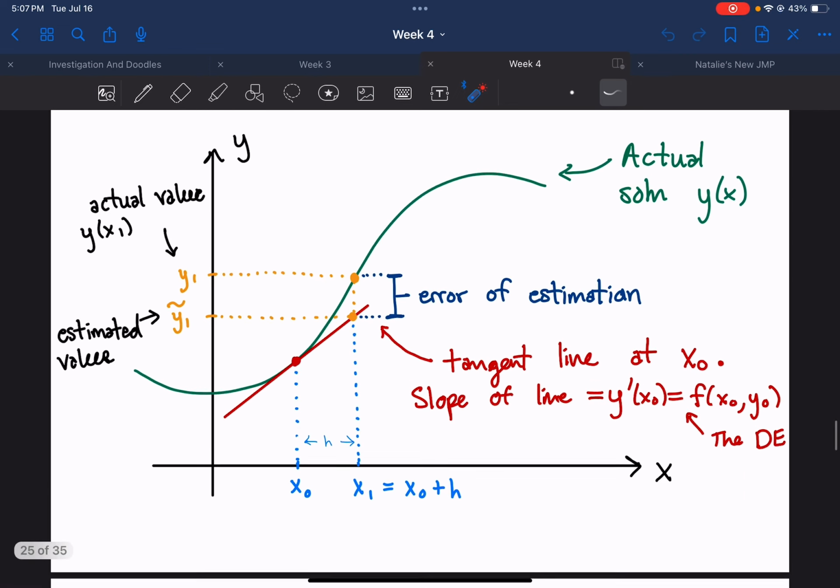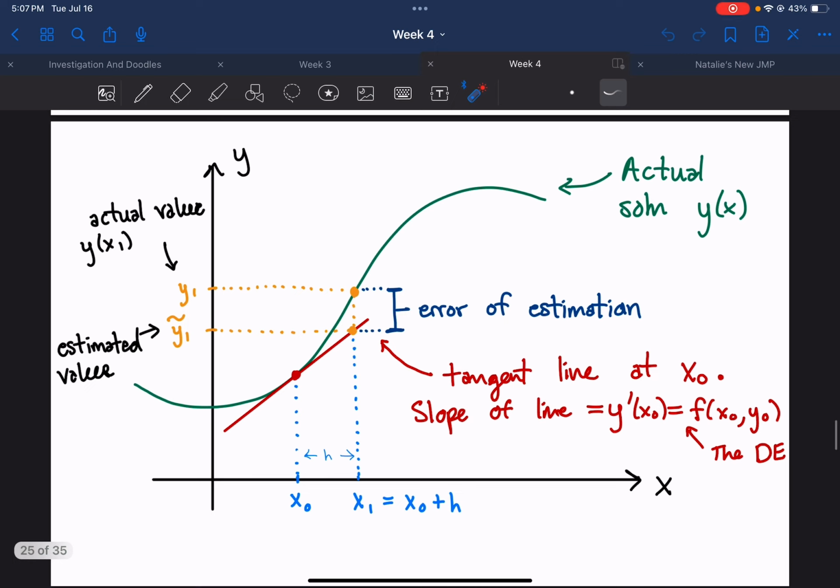Right? So here's how Euler's method goes. You want to travel a long way, and you want to approximate the solution here. Now, in order to do that, you need to take lots and lots of small steps.